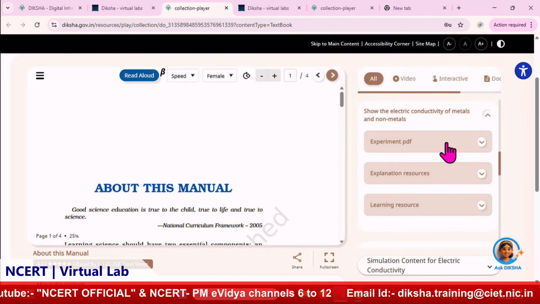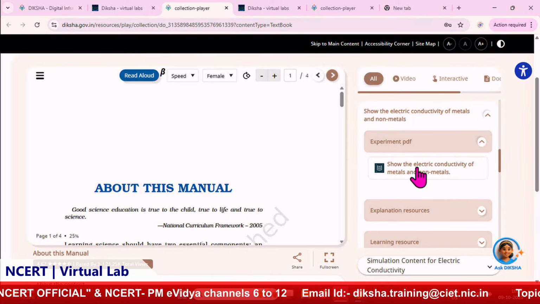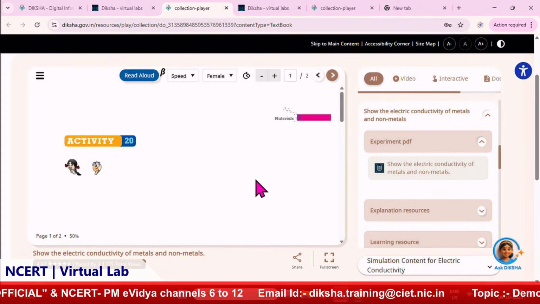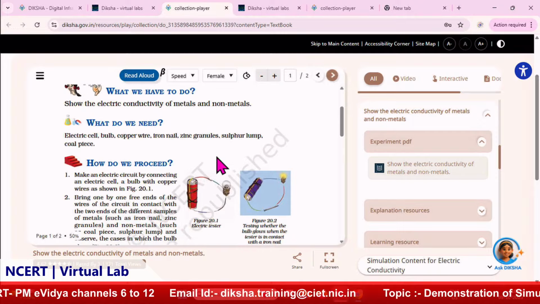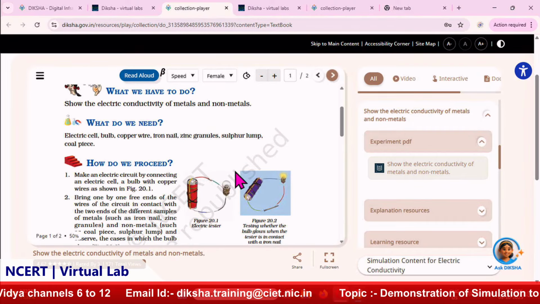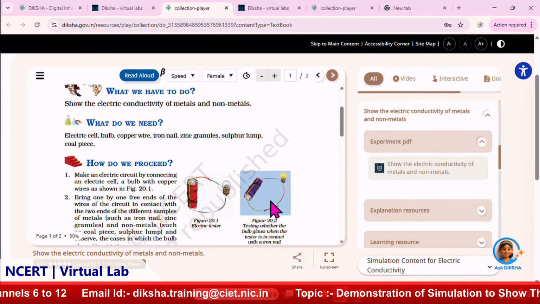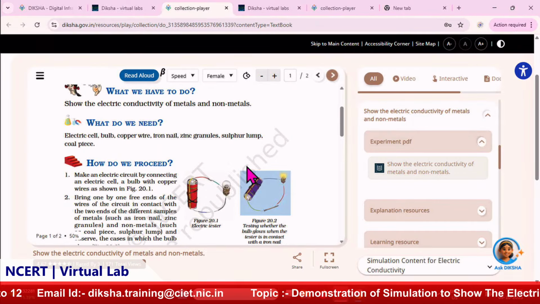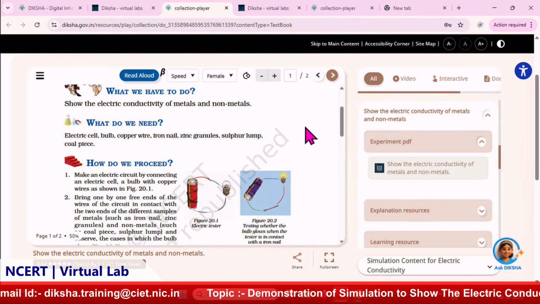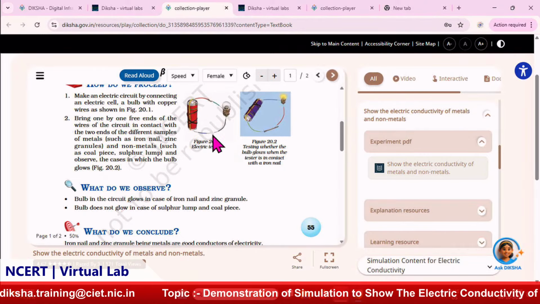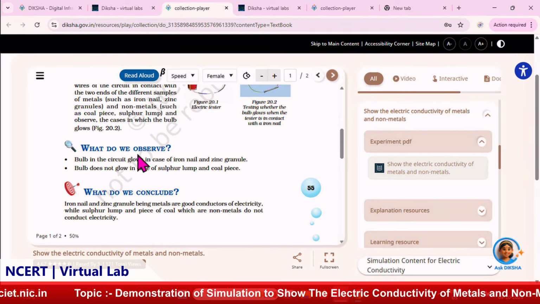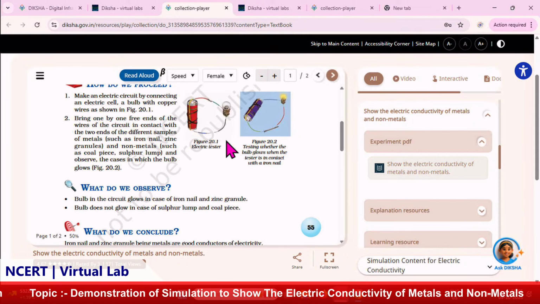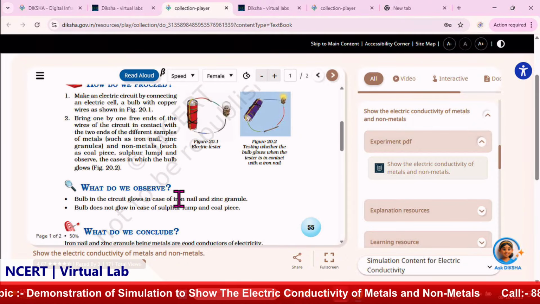The experiment PDF is there. This PDF entirely tells about the purpose of this experiment, what we have to do. We have to show the electrical conductivity of metals and non-metals, and how we can differentiate the materials of metals and non-metals, by just showing their electrical conductivity concept. And what the student will observe here is whether, when the circuit is closed, the bulb will glow or not.